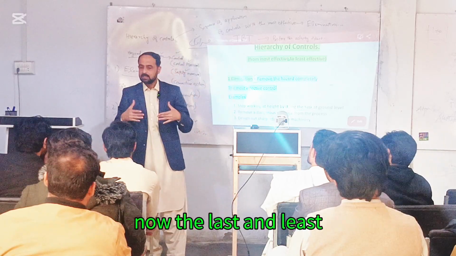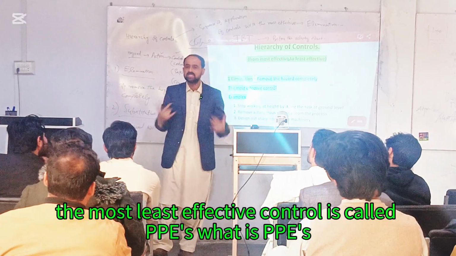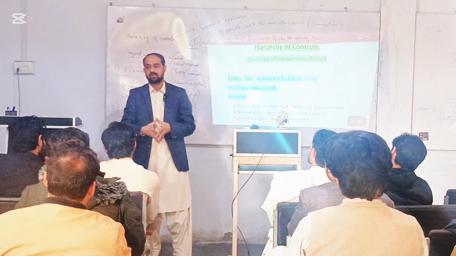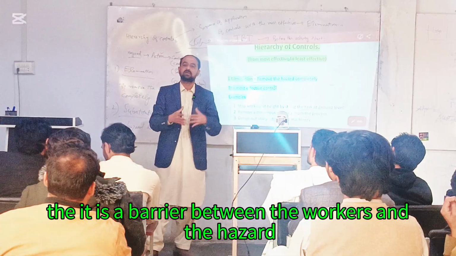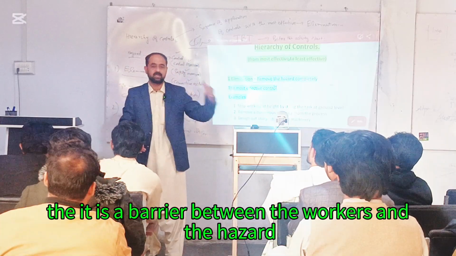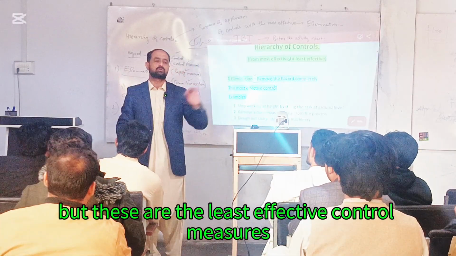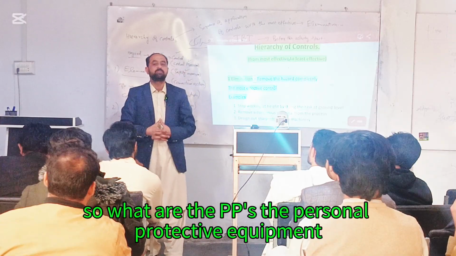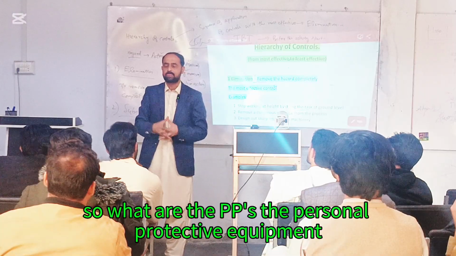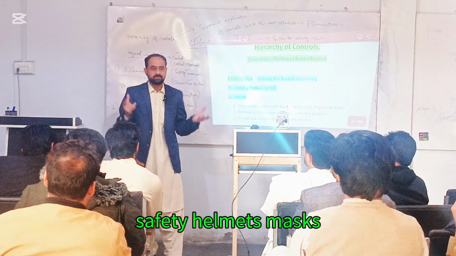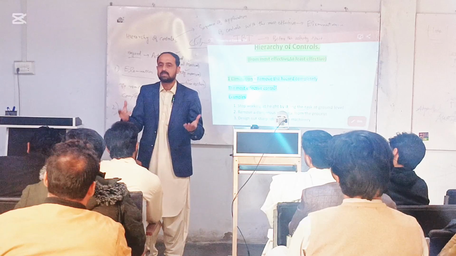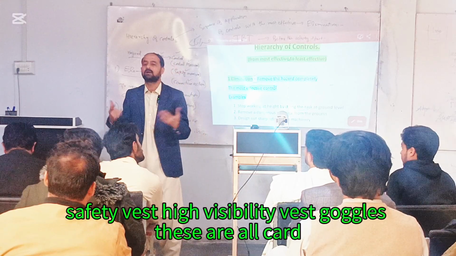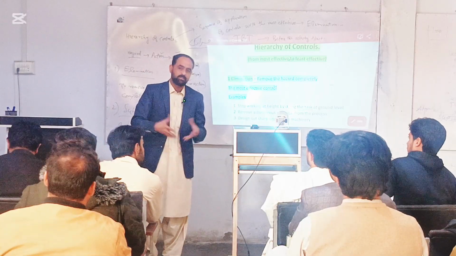Okay. Now, the last and the least effective control is called PPE. What is PPE? Personal protective equipment. It is a barrier between the workers and the hazard, but it is the least effective control measure in the hierarchy of controls. So, what are the PPEs? Safety shoes, safety helmets, masks, gloves, safety vest, high visibility vest, goggles. These are all called PPEs.